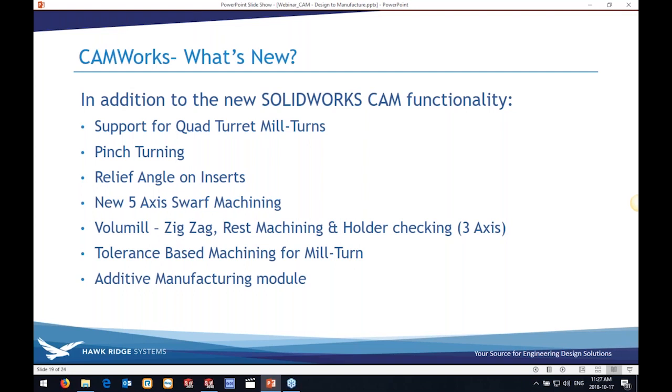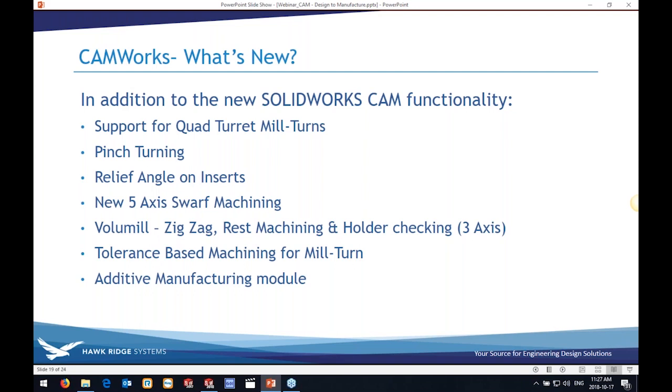On top of all of that stuff, CAMWorks has been busy. What's new in CAMWorks: essentially, we now have support for quad turret mill turns. Yes, that's a turret on the left at the top, a turret on the right at the top, a turret on the left at the bottom, and a turret on the right at the bottom as well. So we can now have four sets of tools cutting my parts.